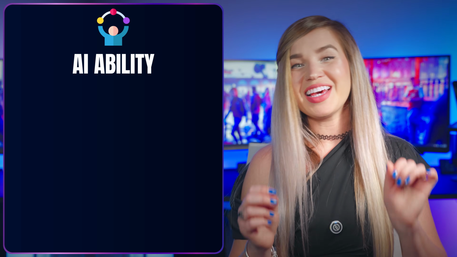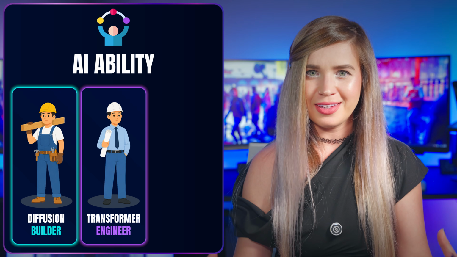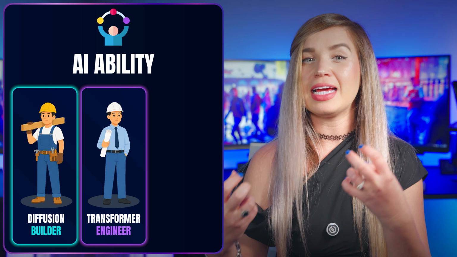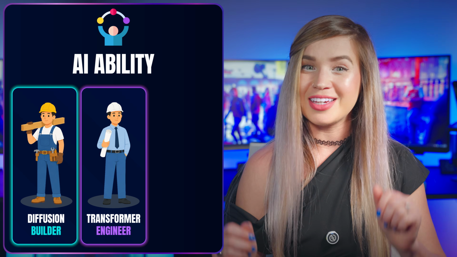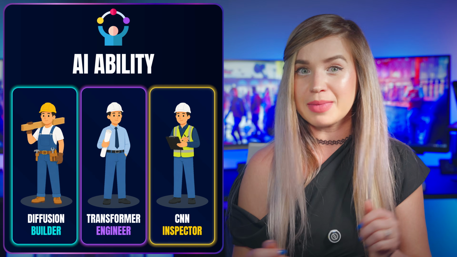And finally, if diffusion models are builders that construct a building, then transformers are the engineers that communicate what to build and how to build it. CNNs are, of course, the inspectors looking for hazards or blueprint mismatches.